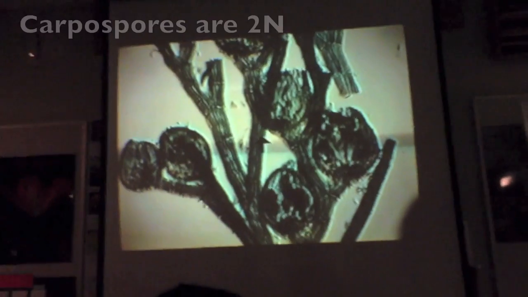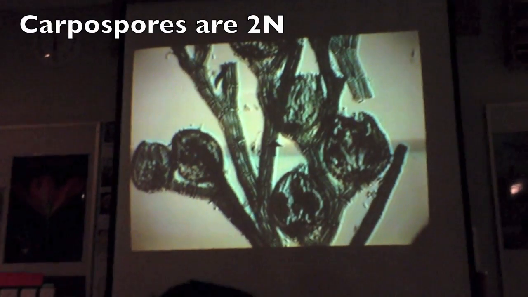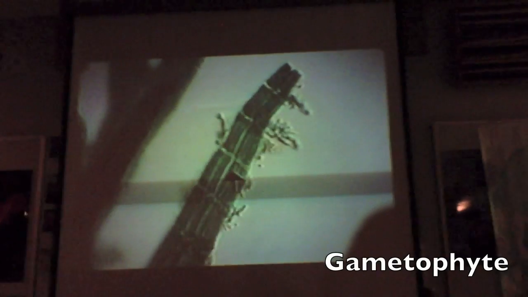Are the carpospores 1N or 2N? 2N. Is this a gametophyte or a sporophyte? Sporophyte. No, it's a gametophyte. So is this 1N or 2N? 1N.